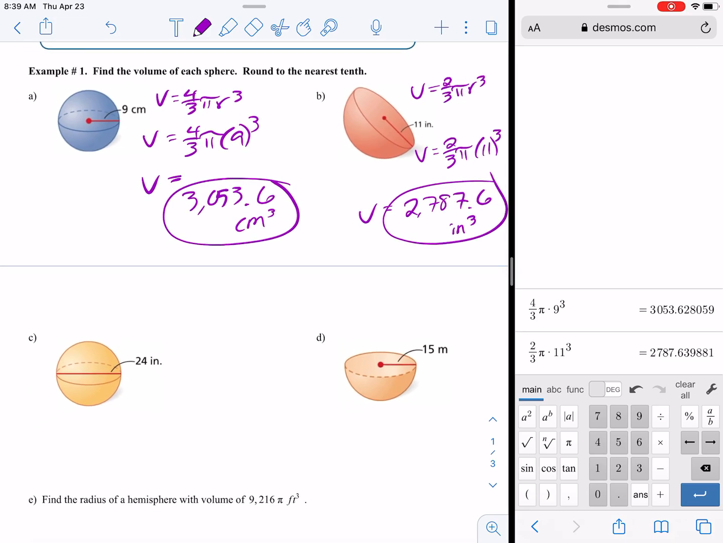Okay, why don't you guys try the same for examples C and D. Remember, 4/3 for volume of a sphere, 2/3 for volume of a hemisphere, half of a sphere. Go ahead and pause the video, work through these two examples, and I'll put the solutions up in just a sec.